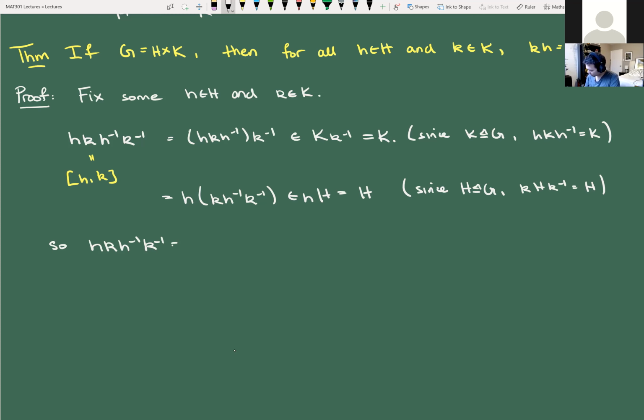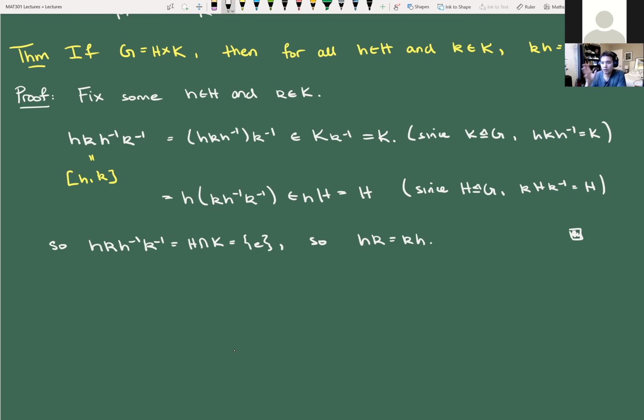So HKH inverse K inverse. I realize my Ks are starting to look like Rs. And we're done. Okay. So that's sweet. That's awesome.